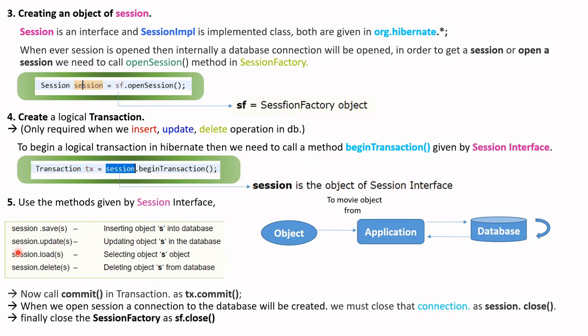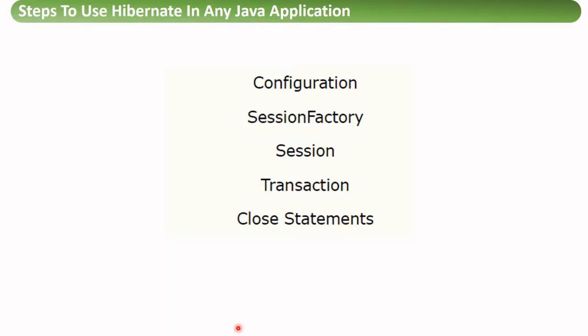Now commit the transaction. Whenever you open a transaction, you need to close it. When we open a session, a connection to the database is created, and we must close the connection as session.close. Finally, close the SessionFactory as sf.close. So this is the final flow: configuration, session factory, session, transaction, and close statements.